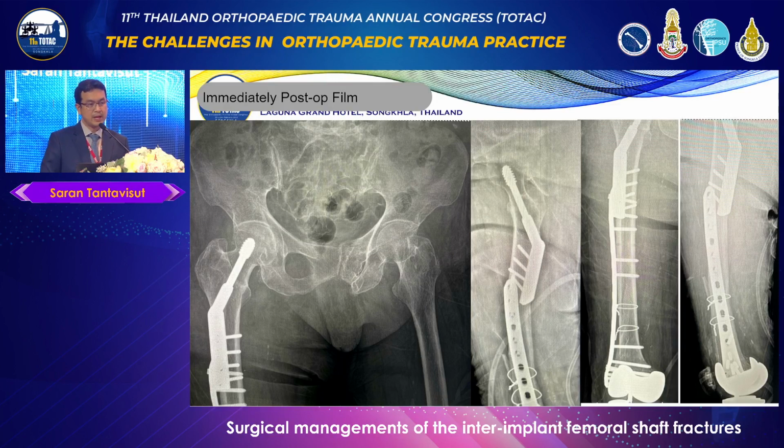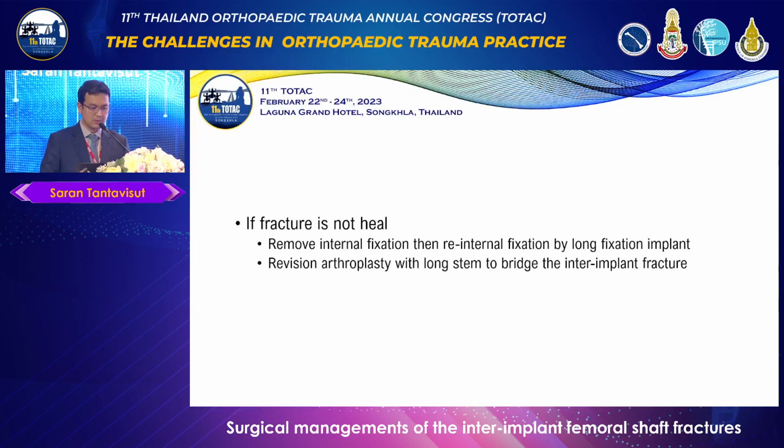With the implants in the formula, there are hundreds of possible scenarios. Okay? So if the fracture is not healed, what you can do is remove that implant and renew the fixation with a long fixation implant to cover the fracture. If the implant is loose, you just add the revision arthroplasty too.